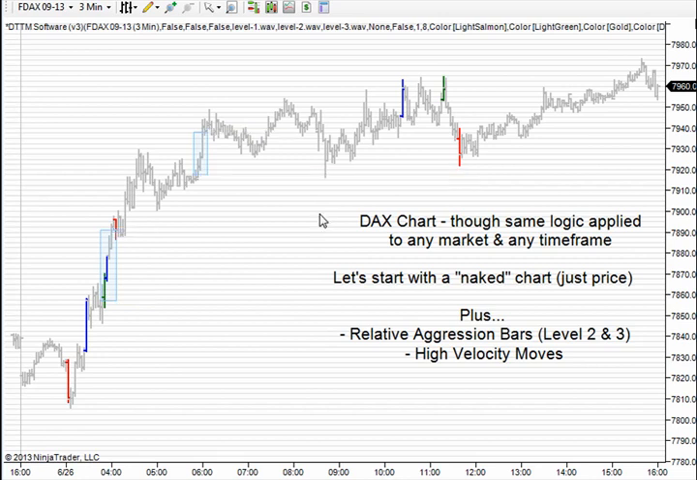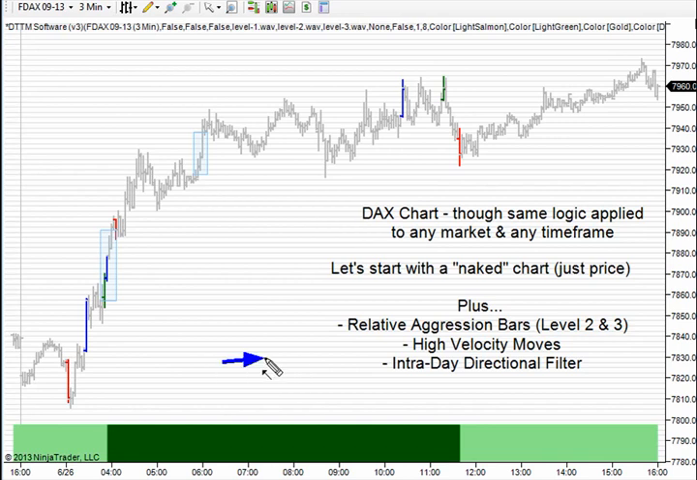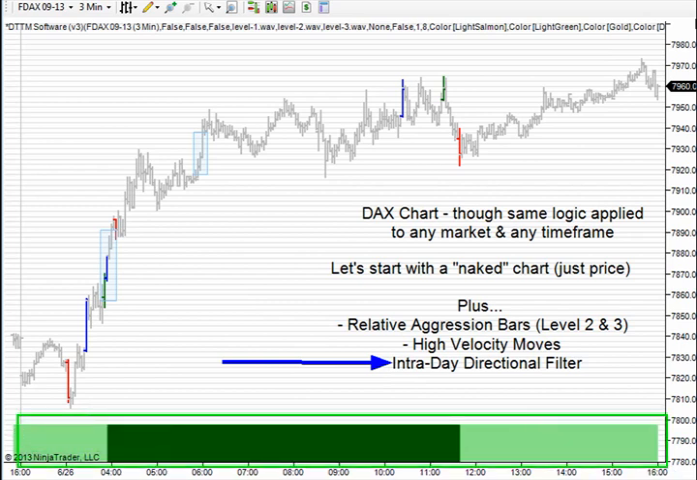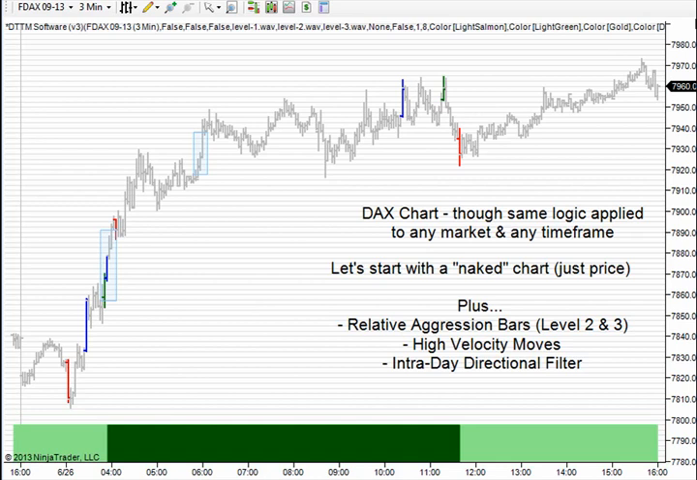The next thing I'll talk about is we'll throw on what we call our intraday filter. So let me pause the chart and put that on. Okay, so what I've done is I've added to the relative aggression bars and the high velocity moves the intraday directional filter, and that is this bar at the bottom of the screen, which has basically 5 options. It has a gray or neutral, it has a light green for bullish, a dark green for very bullish, and a light green again for bullish, a light red for bearish, and a dark red for very bearish. And obviously those colors are changeable to whatever you like.